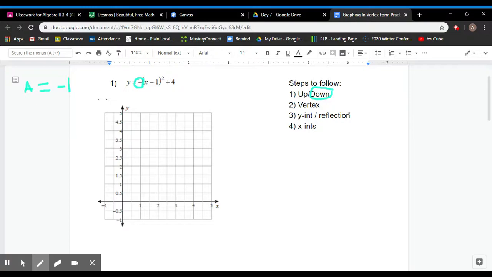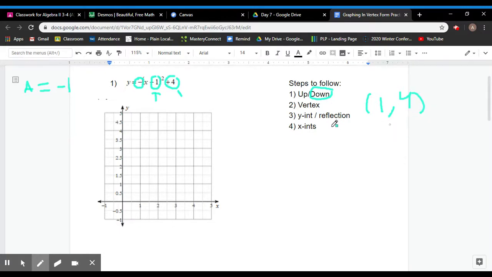Step 2, what is the vertex? Remember, in vertex form, so when the equation looks like this, finding the vertex is pretty easy. You just take this number inside the parentheses, and you take the last number in the equation, and all you have to do is this number is your x-coordinate, but remember the sign is flipped, and then you just put that as your y-coordinate. So the vertex here is going to be 1, 4.